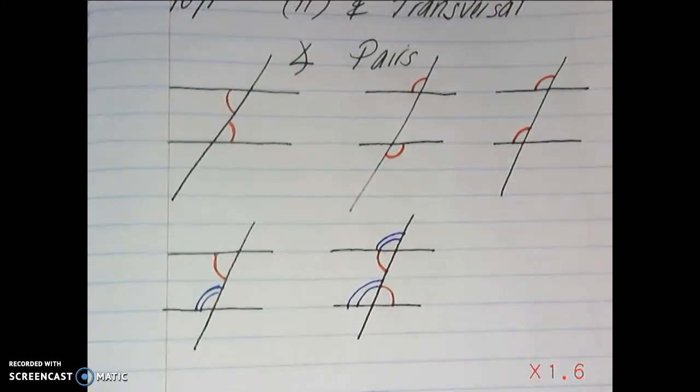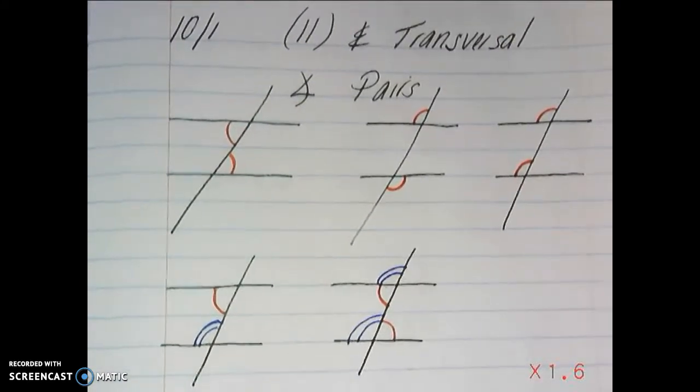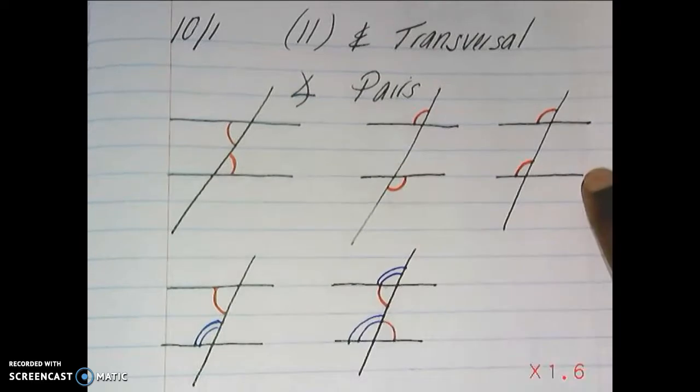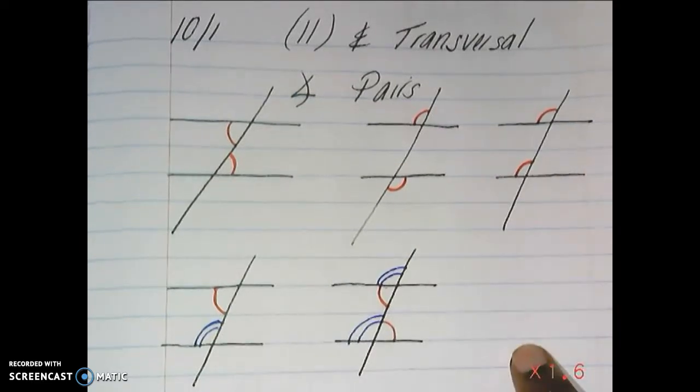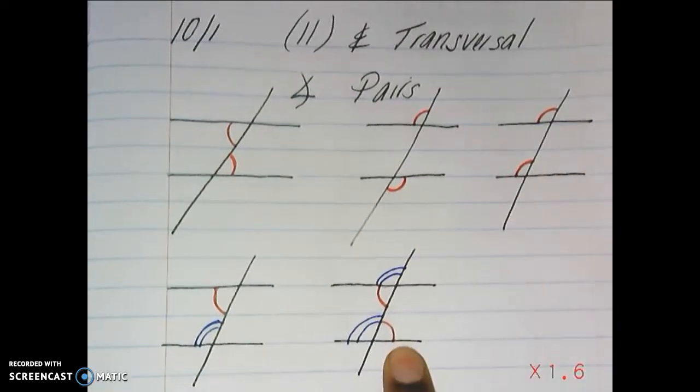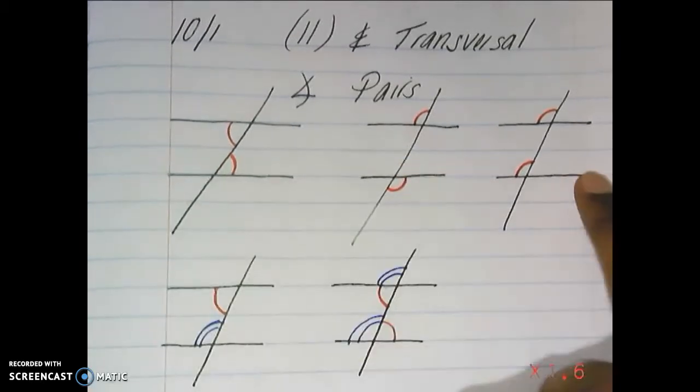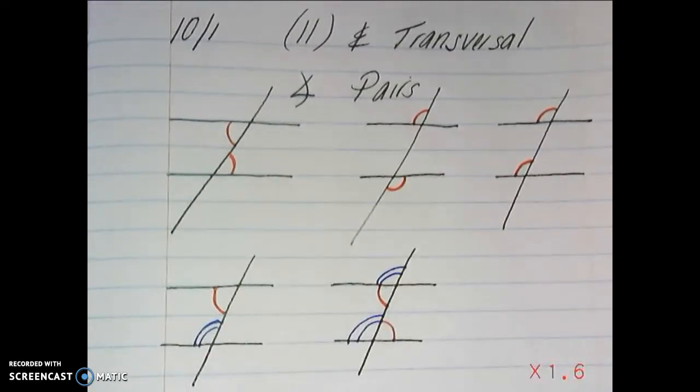And I want you to pause the video, look at what you have here, and see if you could come up with the reasons why those angles are going to be congruent at the top and supplementary at the bottom. Supplementary just meaning that they equal 180. Congruent meaning they have the exact same angle measure. So pause it and see what you come up with.